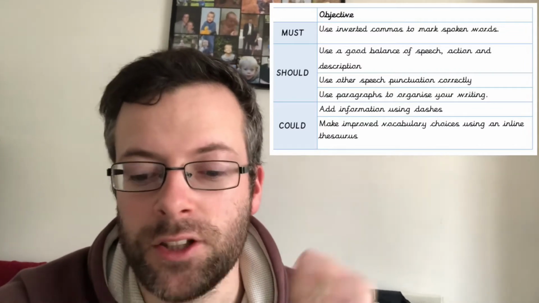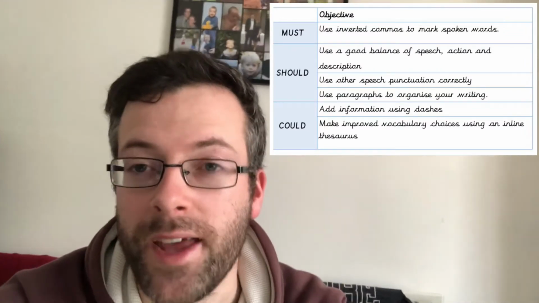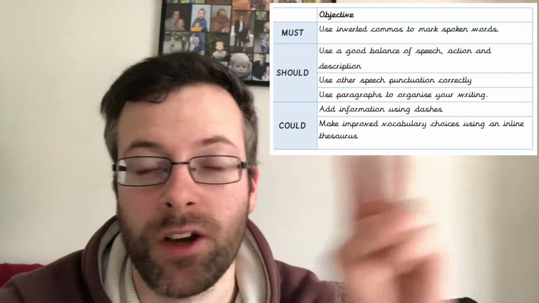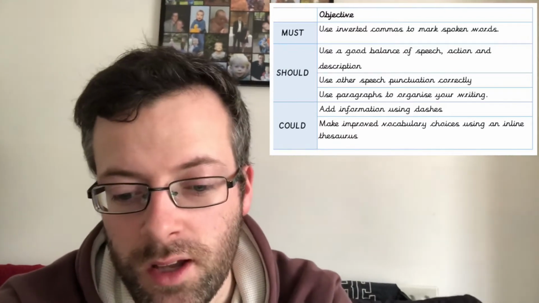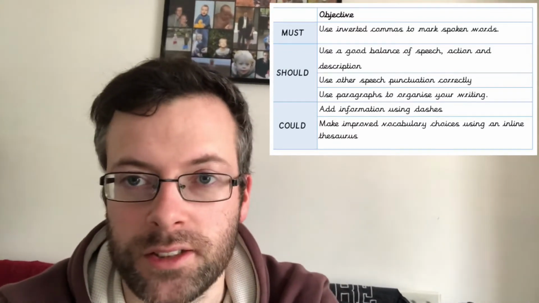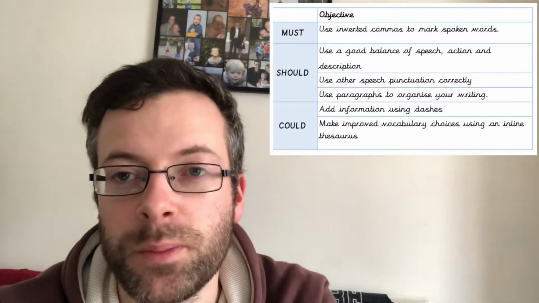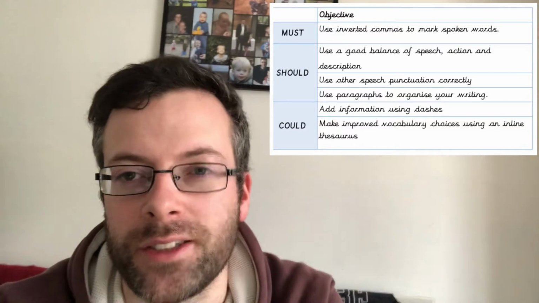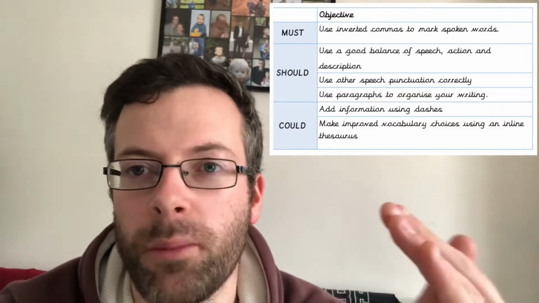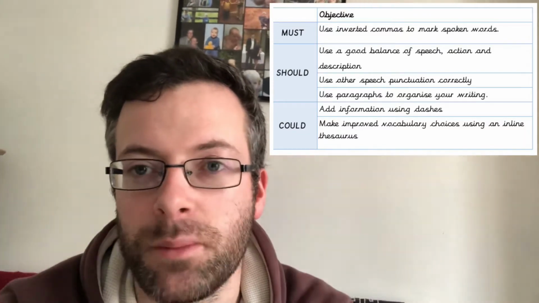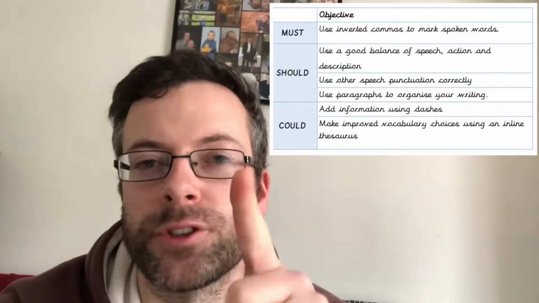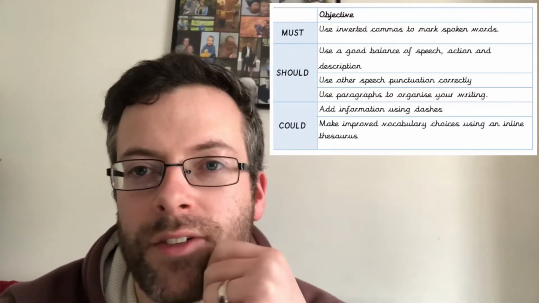So it's things like using inverted commas to mark spoken words, so anything that is spoken by a character needs inverted commas on either side of it. Then we should be using a good balance of speech, action and description. If we use the speech burgers, we'll be doing this. We could use other speech punctuation, so things like making sure there's a comma before inverted commas if it's in the middle of a sentence, or making sure that the full stop goes inside the inverted commas if it's at the end of a sentence.